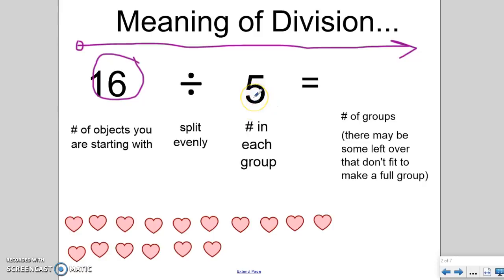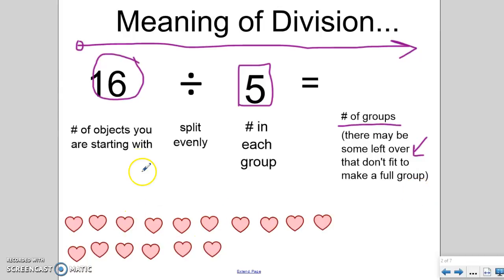This number here is telling us how many of the candy hearts are going to be in each group, because we want to divide them evenly. So each group is going to have 5. And our answer is going to tell us how many groups we can make. And in reality, there can be some left over that don't make a full group of 5. Those leftovers are called remainders.